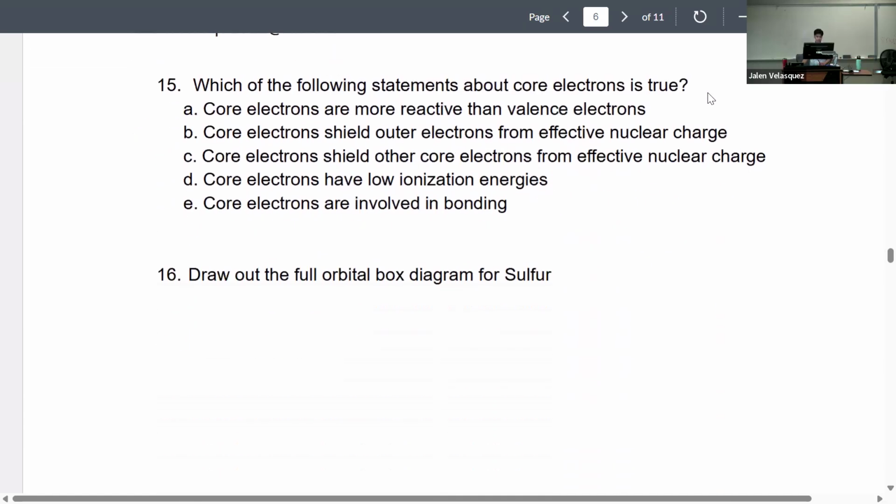All right, number 15. Which of the following statements about core electrons is true? If you didn't answer this one, I'll give you a minute to think about it, and I'll ask for an answer in just a second.